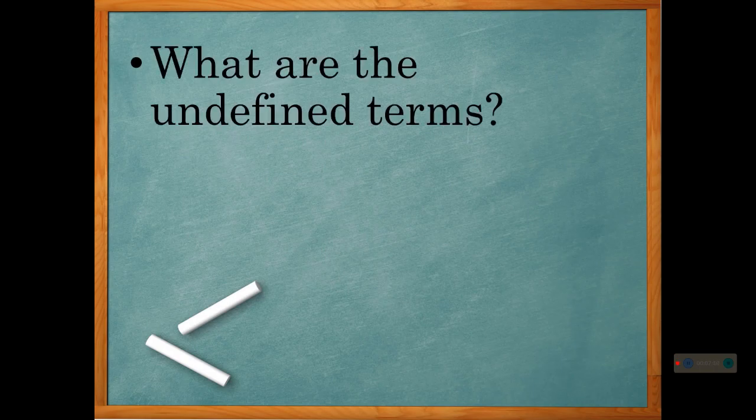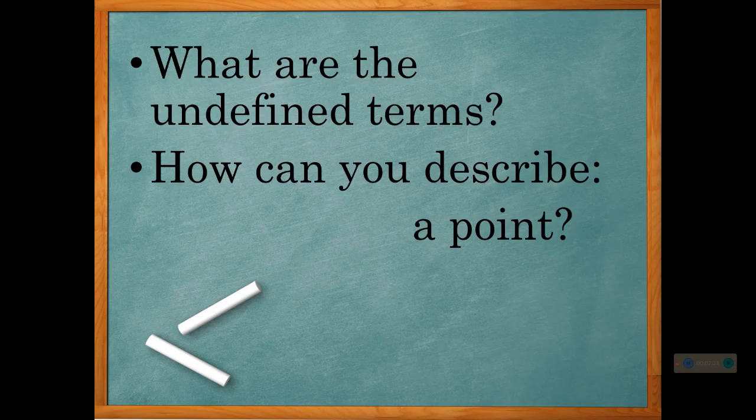So, based on our activity, let's answer the following questions. What are the undefined terms? Correct. They are the point, line, and plane. Okay? So, how can you describe a point? Can you still remember what you have about the point? Yes, we have. It is represented by a dot, with no length, no width, and no thickness. And for you to name a point, you are going to use a capital letter.